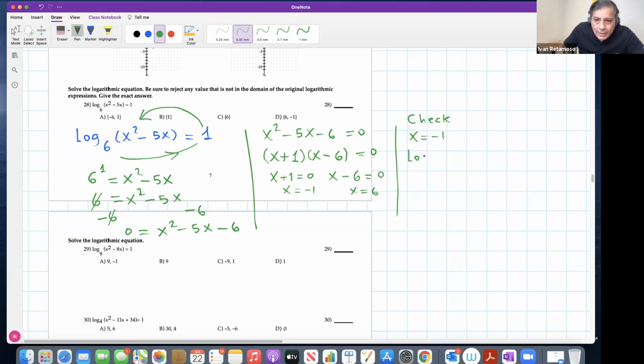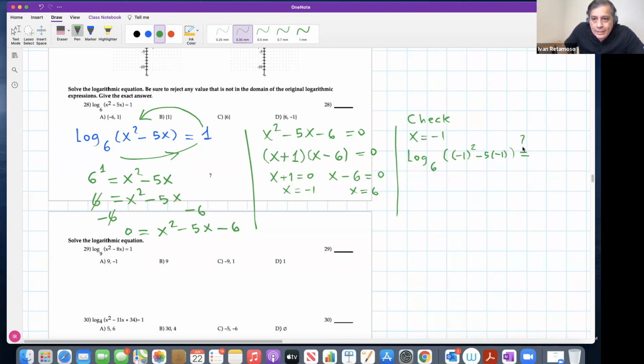Warning, guys, the fact that this is -1 does not mean immediately that you have to drop it. Sometimes negative values check. You will see. What is important is that the inside of the log must be positive. This is really the key for this candidate to check as a solution.